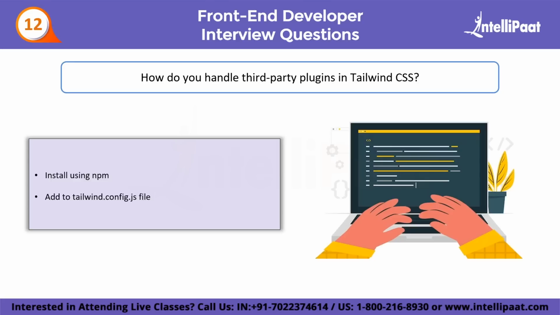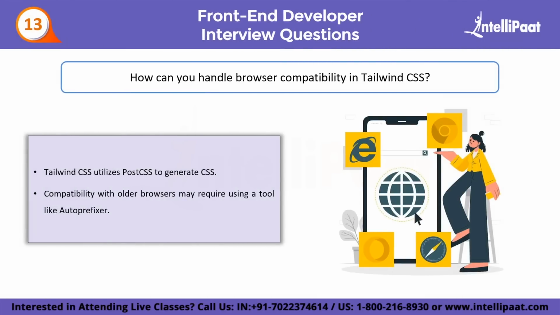Now the next question in our list is, how can you handle browser compatibility in Tailwind CSS? The answer to this question is, Tailwind CSS generates CSS using PostCSS, which ensures compatibility with modern browsers. However, for older browsers, you may need to use a tool like Autoprefixer to add necessary vendor prefixes. Moving on to the next question.